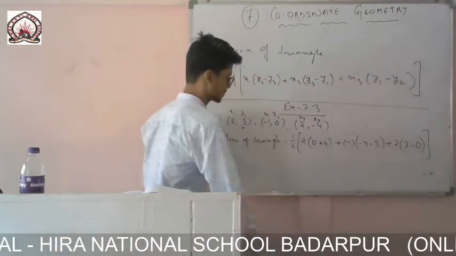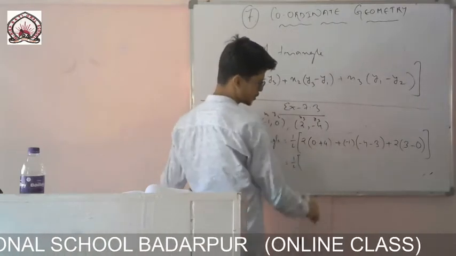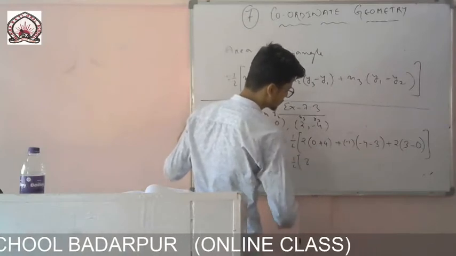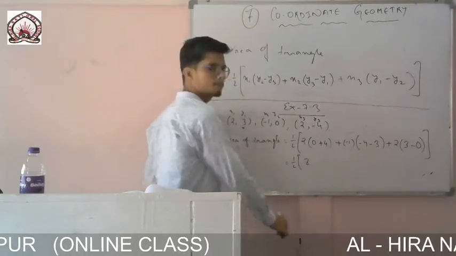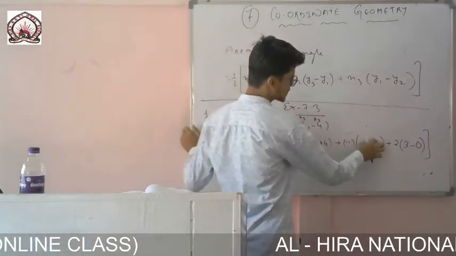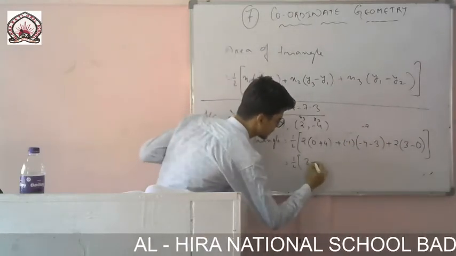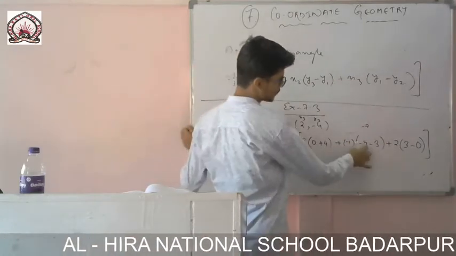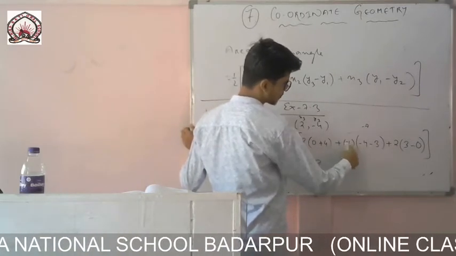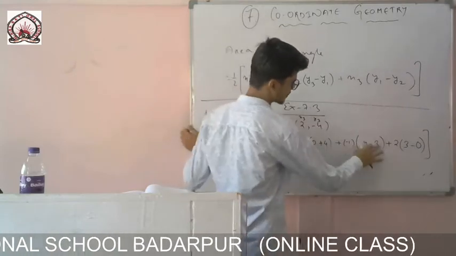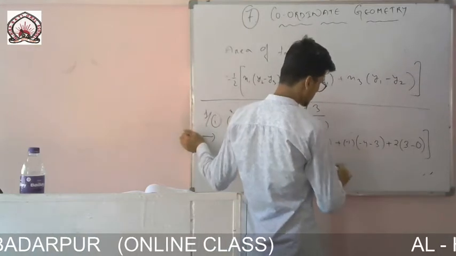So bracket close. Here half into, you see 4 plus 0 it is 4, so 2 4s are 8. Then minus 7 into minus 1 it is plus 7. Again you see 4 5 6 7, so minus 7 and minus becomes plus, 7 1s are 7, so it is plus 7. And the last one you see 3 minus 0 it is 3, 2 3s are 6.